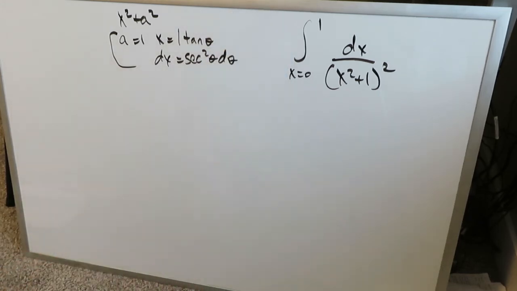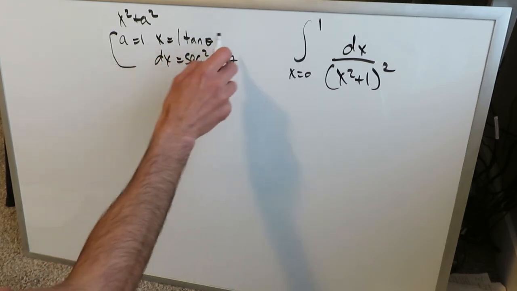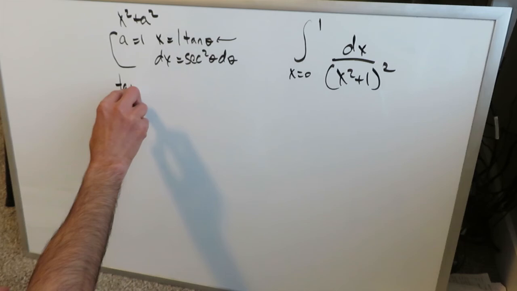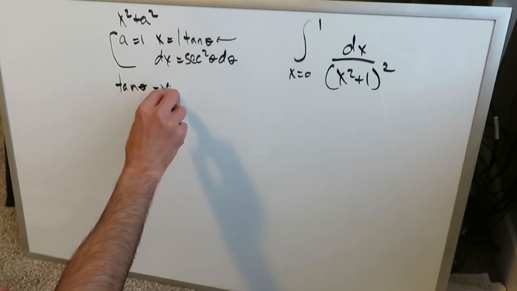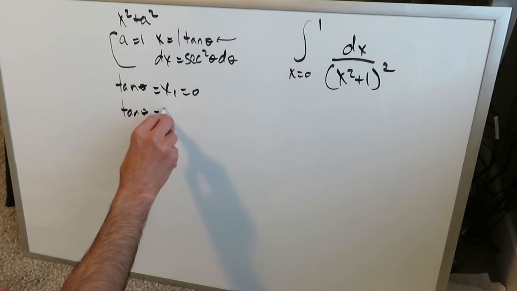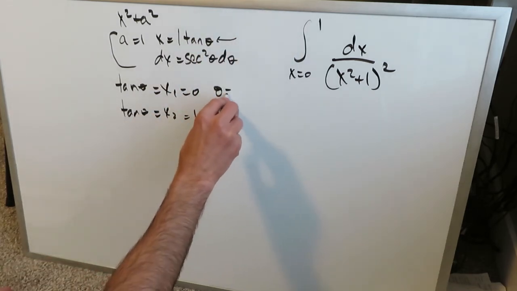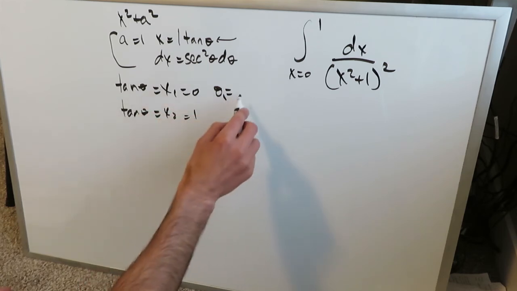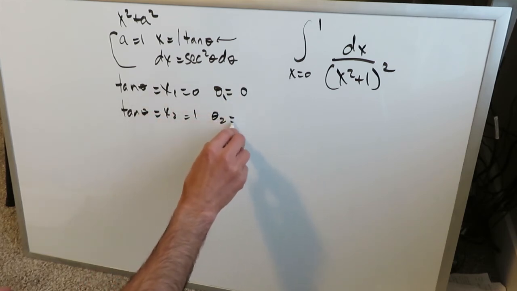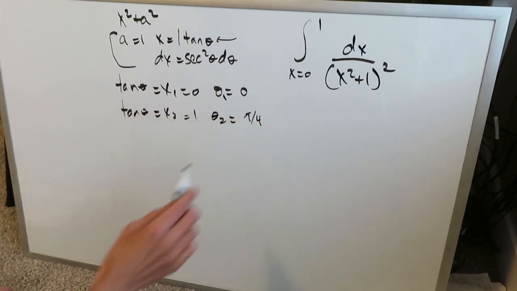We still have to worry about these new interval values. How do you get your interval values? You look here at this expression here. Tan theta is equal to x1, which is equal to 0, and then the other expression is tan theta is equal to x2, which is equal to 1. Here theta 1 is equal to 0 degrees, theta 2, you're doing inverse tan of 1, which is pi over 4 for your theta 2.